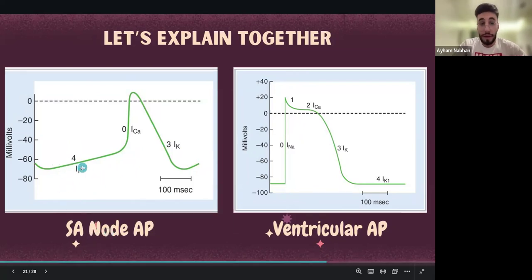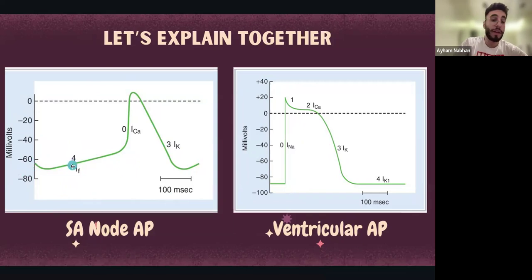Let's explain phase 4. Phase 4, as Ricardo said, is the slow depolarization phase where we have a slow influx of sodium through slow sodium channels, as well as the funny currents, whose final outcome is inward conductance. So the membrane potential increases until it reaches the threshold, which is -40, due to the increased conductance of sodium, where the upstroke takes place.